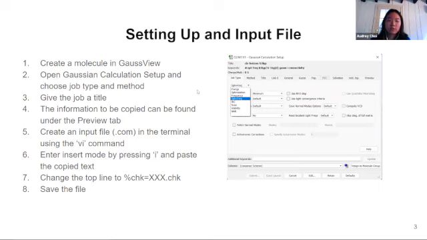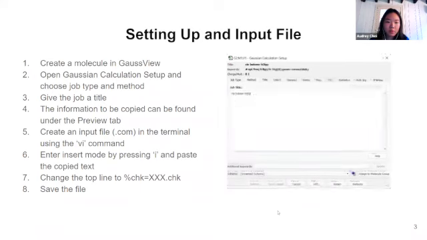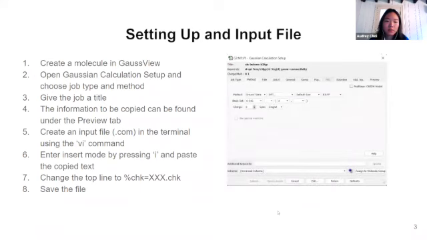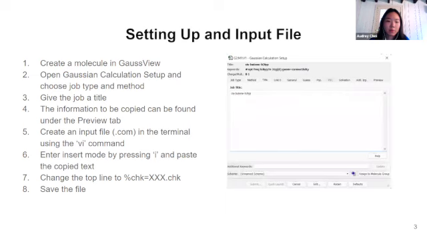To set up an input file, you first want to create your molecule in GaussView. Then when you go to Gaussian calculation setup, you want to choose your job type. All of our calculations this time were optimization and frequency. Then you also want to choose your method. For this example, I just used B3LYP. And then you also want to give your job a title.